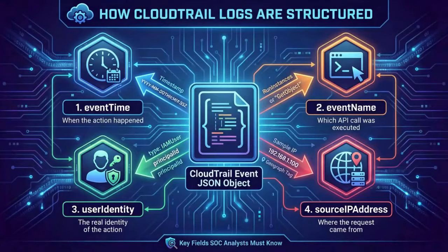Okay. All right. Now, how are CloudTrail logs structured? Let's talk about a JSON event here. Each CloudTrail event is a JSON object, okay, with several top-level fields. For example, the field eventTime indicates when the action happened. eventName indicates which API call was executed. userIdentity indicates the real identity of the action. These are of utmost importance, and you should have a note, or a reference, where you'll be able to see all these fields and their meanings.